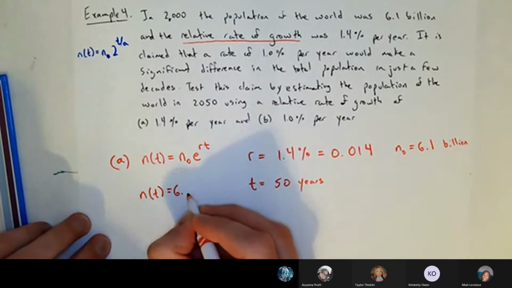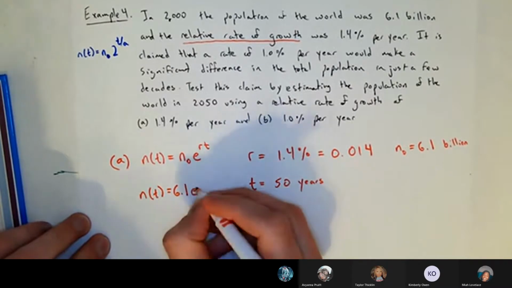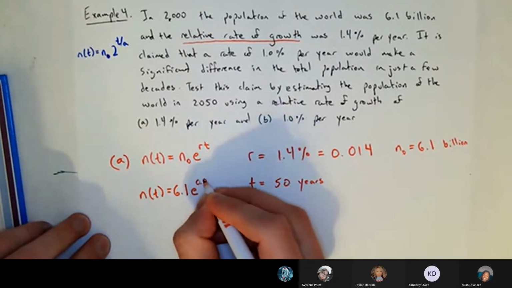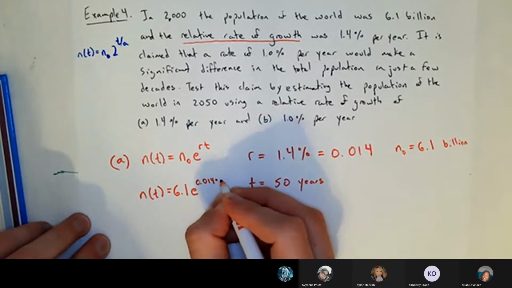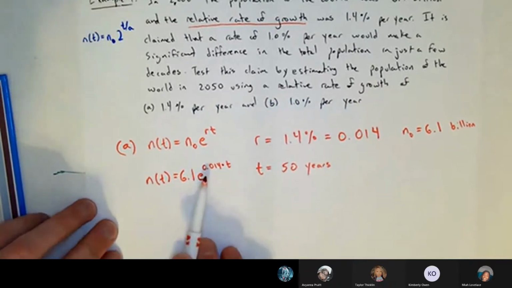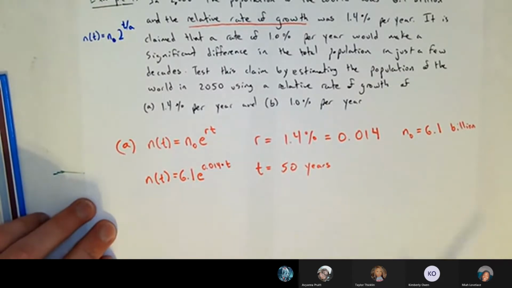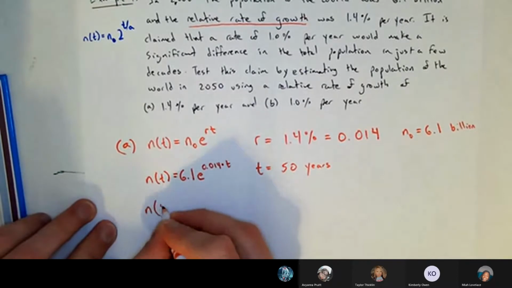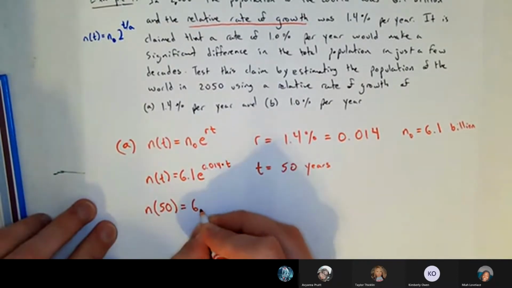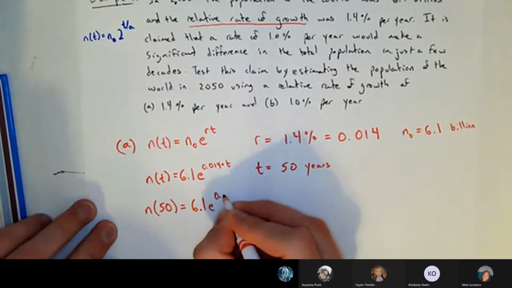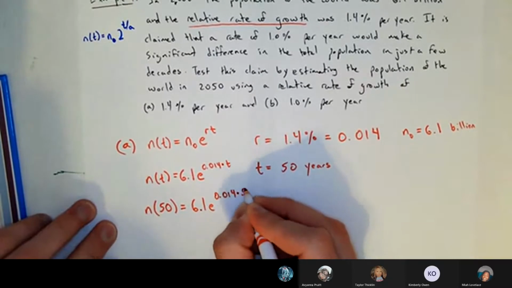So I'm going to say N of t is equal to 6.1 times e raised to the 0.014 times t. That's my model or function or formula for part A here. Now I'm going to actually calculate what they wanted. So plugging in 50, 0.014 times 50.